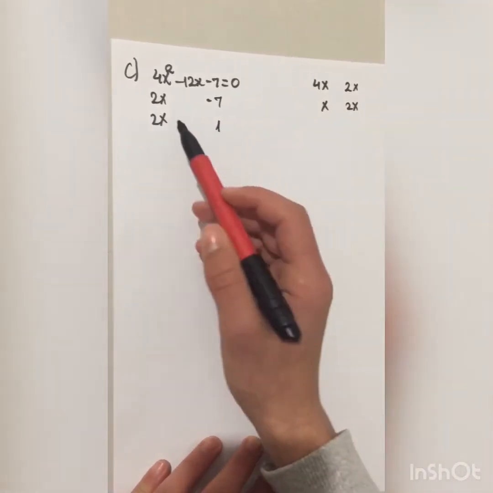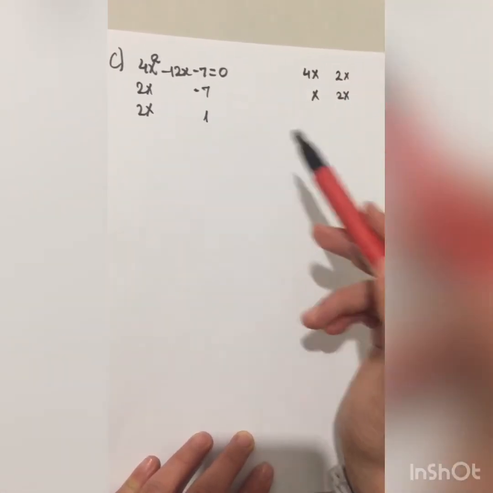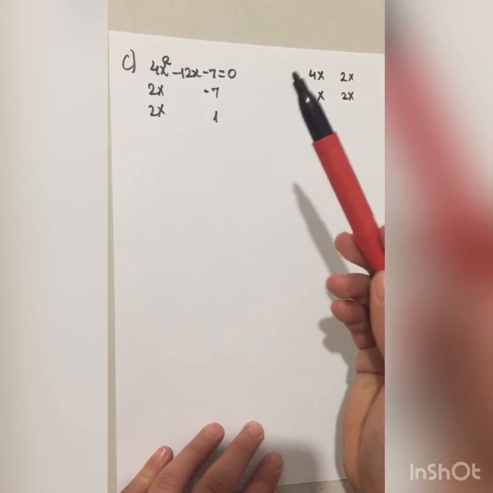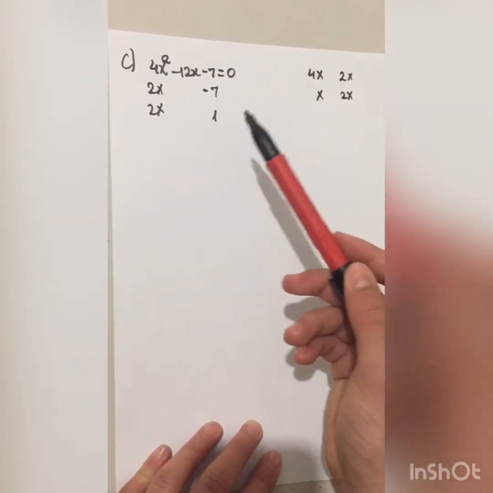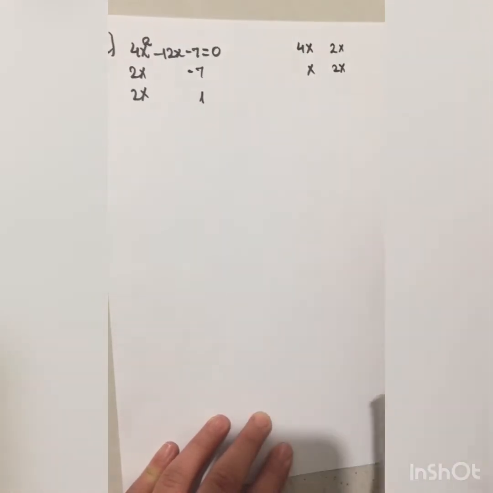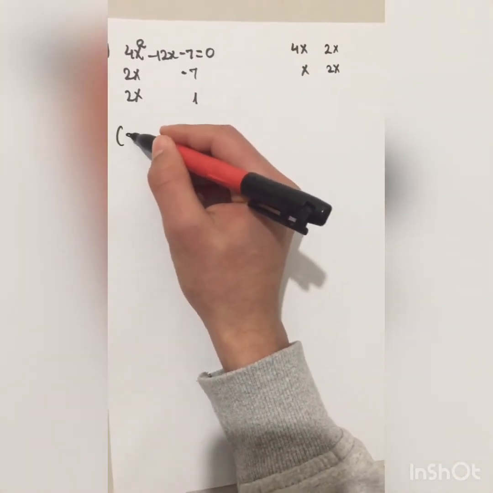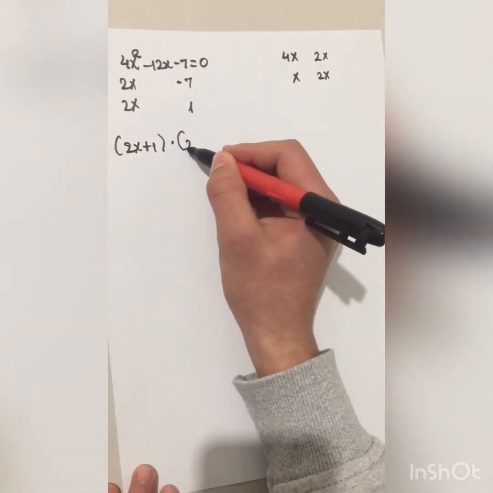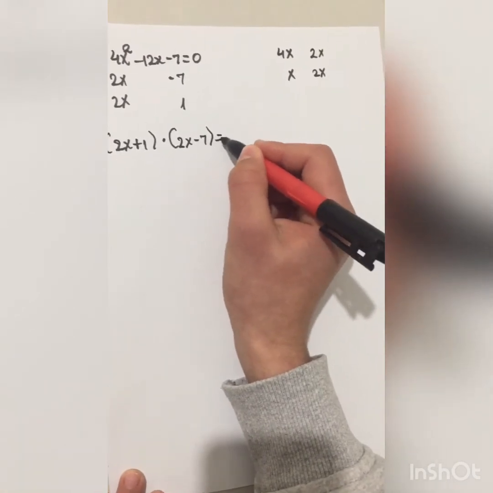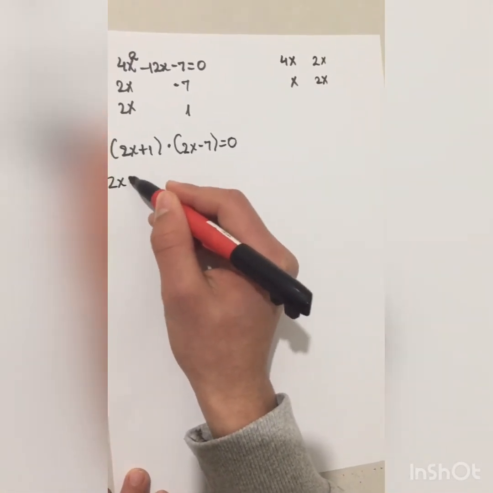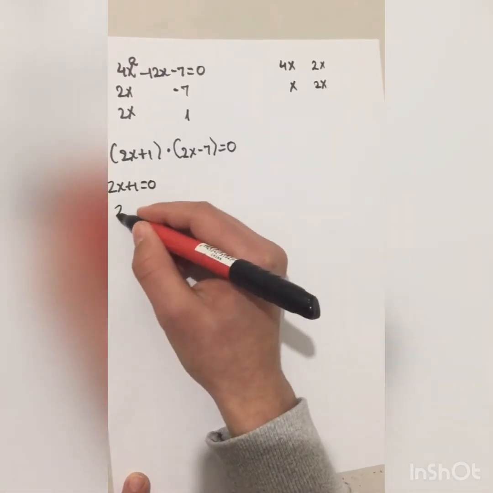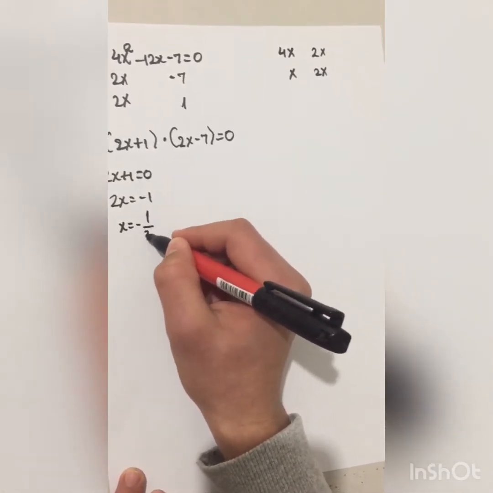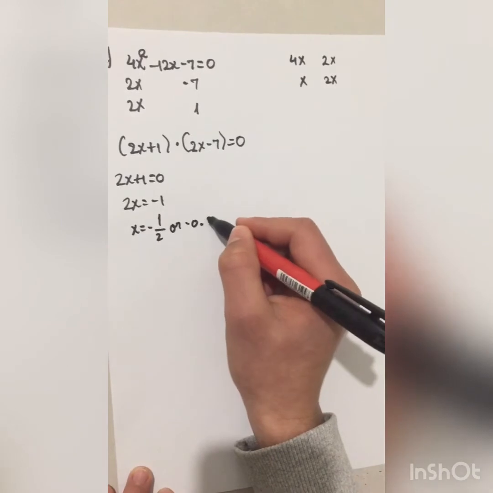and 1. Here we have 2x times minus 7 is equal to minus 14x, and 2x times 1 equals plus 2x. Minus 14x plus 2x equals minus 12x. Now we have 2x plus 1 times 2x minus 7 equals 0. 2x plus 1 equals 0. 2x is equal to minus 1 and x is equal to minus 1 over 2 or minus 0.5.